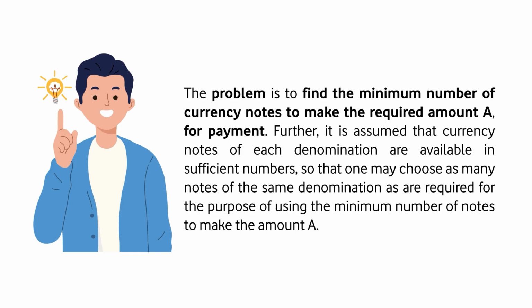That means that 100 can be repeated any number of times, and 1000 can be repeated any number of times, so that one may choose as many notes of the same denomination. This is the meaning of it. Okay, so you are given the denomination notes, and you have to reach the solution, which is 289. You have to use the minimum number of currency notes to make the required amount 289.